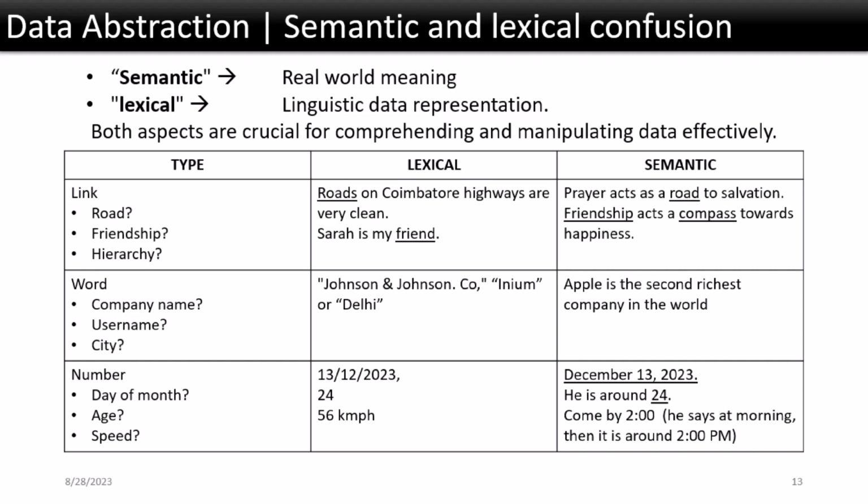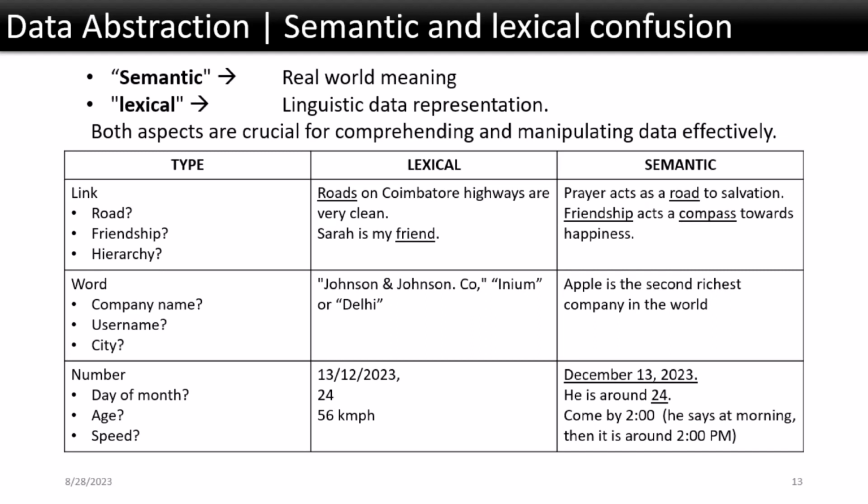Compass is being used as a metaphor. Or simile. We will call it a simile or metaphor. I don't know in English, but we will. The real world meaning would be changed. In terms of words, the company name would be Johnson and Johnson and Co. In lexical, the .co would change the word. But in terms of semantic, Apple is the second richest company in the world. The word Apple is a fruit, but it is being used here as a company name.